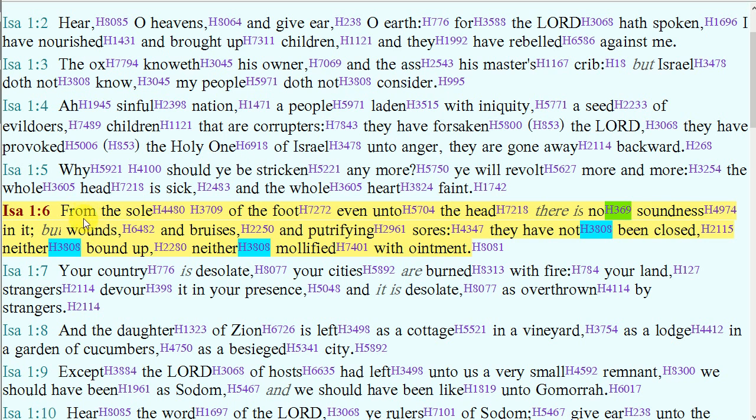From the sole of the foot even unto the head there is no soundness in it, but wounds and bruises and putrefying sores. They have not been closed, neither bound up, neither mollified with ointment. For the sole of the foot, even unto the head, there is none soundness in it, but wounds and bruises and putrefying sores. They have not, the opposite, been closed. They're open, neither bound up, and neither mollified with ointment.